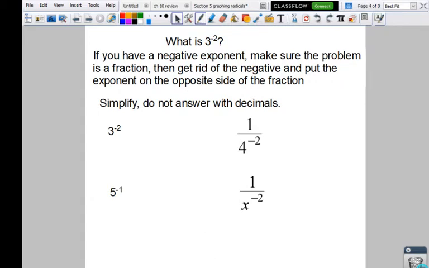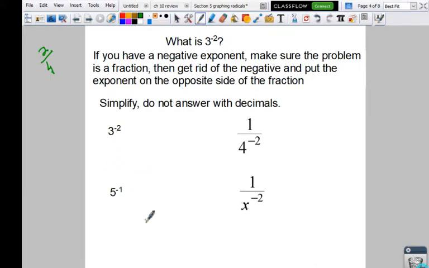Alright, most of what we're doing today is simplifying negative exponents. Now, when I have a negative exponent, it's kind of like my fraction example earlier, when I simplify. So a 2 over 4 simplifies down, right? Whenever you have a negative exponent, that simplifies. So, we are not going to answer with any decimals. Like I could put 3 to the negative 2 in decimals, right, and get a decimal. We're not doing that. We're going to simplify.